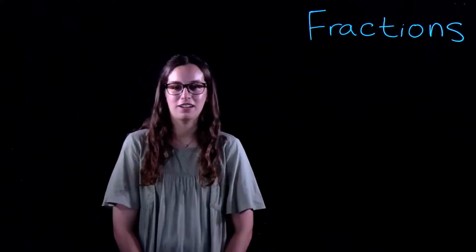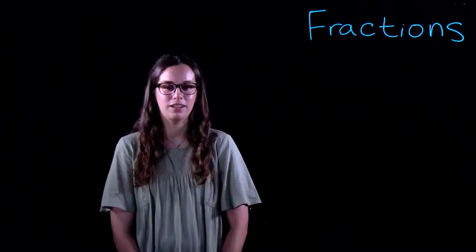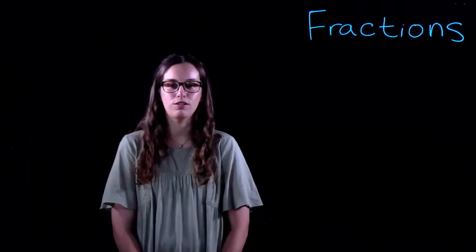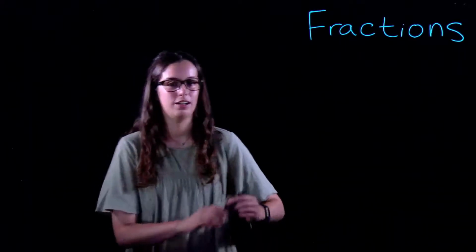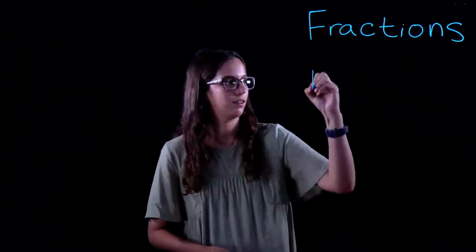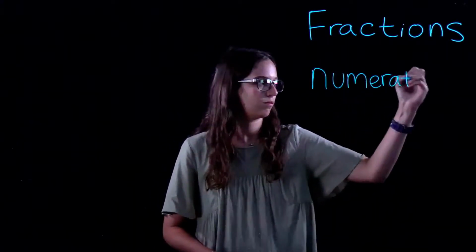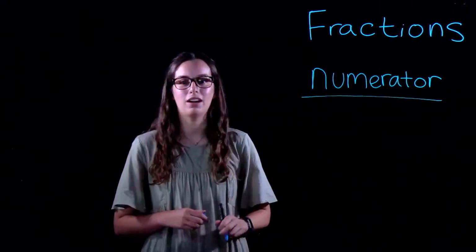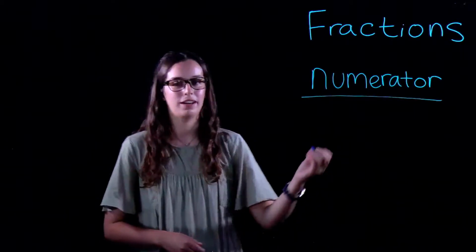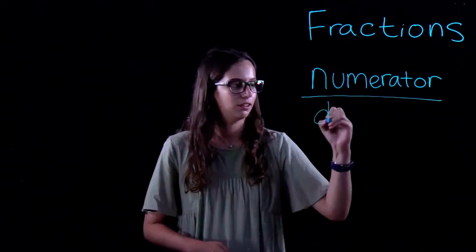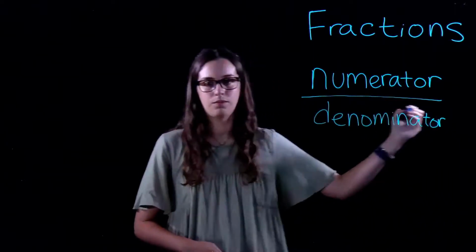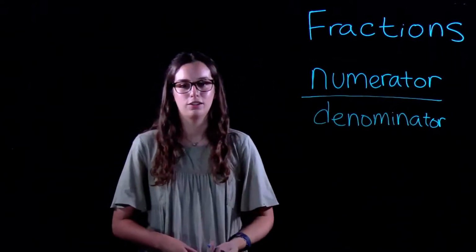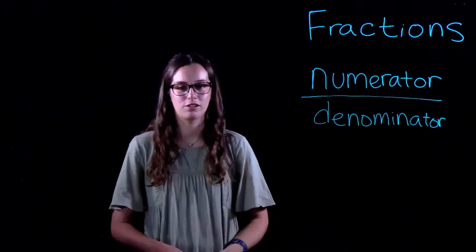Did you know that you use fractions in your everyday life? We call something a fraction when we're talking about just a few objects out of a group. Fractions have two parts, the numerator and the denominator. The numerator goes on top of our fraction bar. It tells us how many objects we're talking about. The denominator goes on the bottom and tells us the total number of objects in the group. Another way to think about it is the numerator is the part and the denominator is the whole.